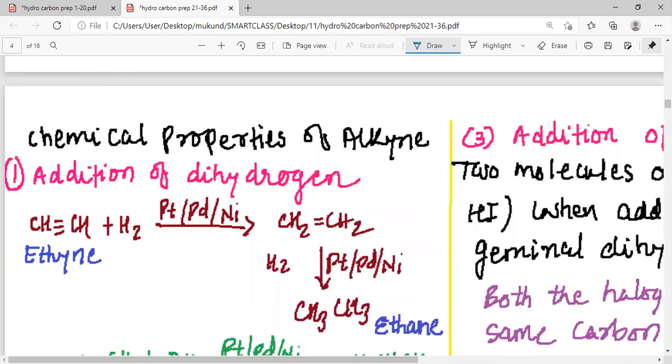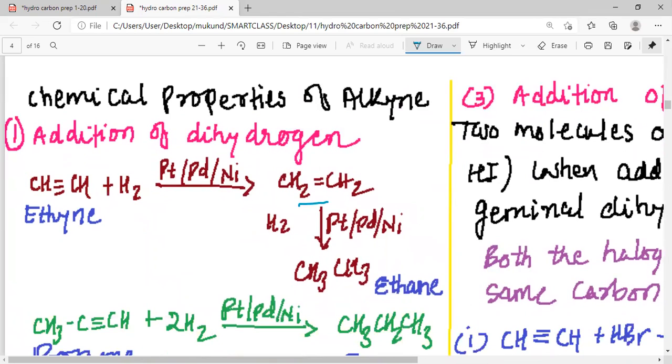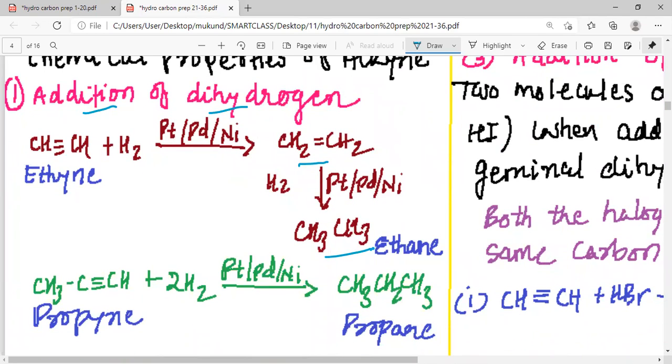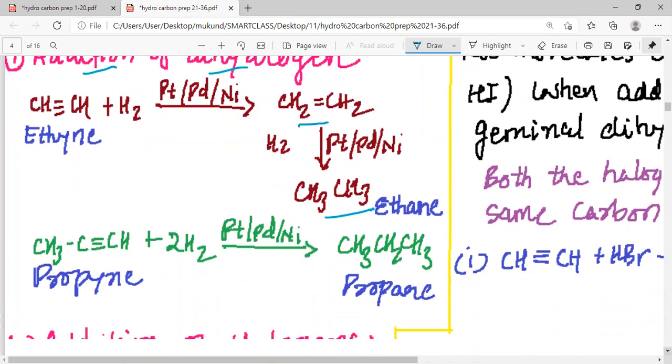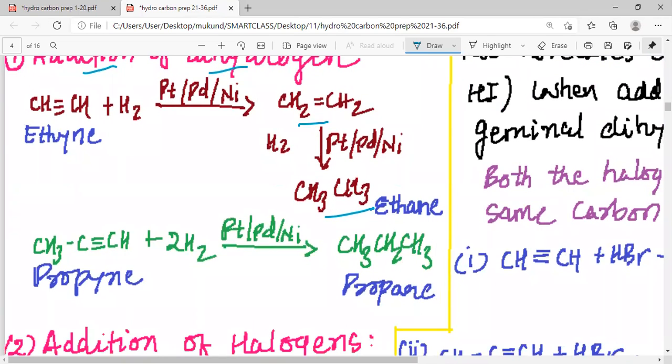Now let us study the various chemical properties of alkynes, my dear students. So ethyne, dear students, when added to hydrogen in the presence of a catalyst like platinum, palladium or nickel, gives us ethene. And ethene, when further added with hydrogen in the presence of a catalyst, gives us ethane. So please remember that addition of dihydrogen to the alkyne gives alkane as the end product. In between, we can even get alkene from the alkynes.